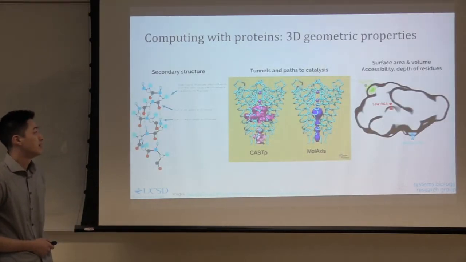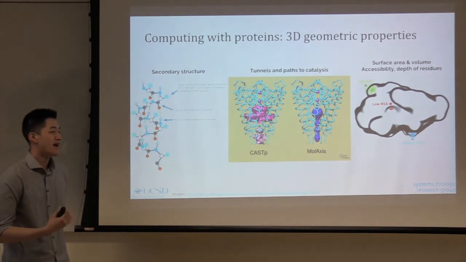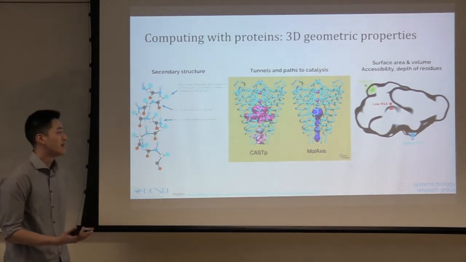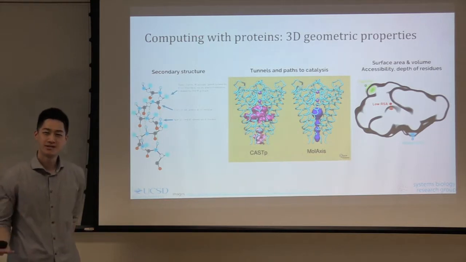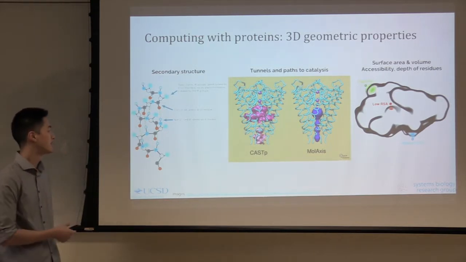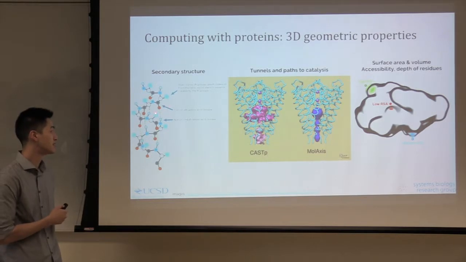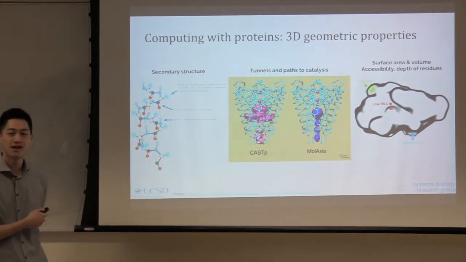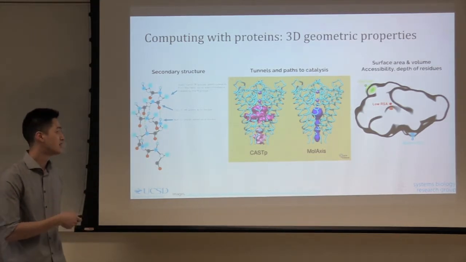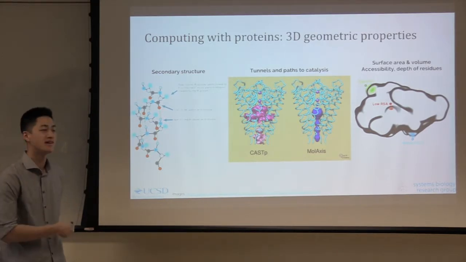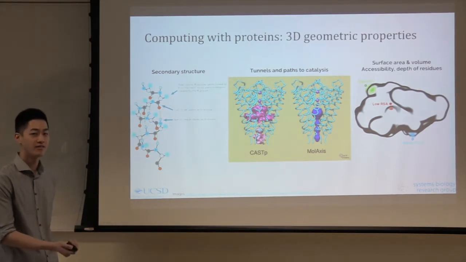So an easy way to think about these properties is how they're calculated. And a lot of them can be easy to understand because they're really just geometric calculations. So these are things like calculating secondary structure. All they do is measure distances of potential hydrogen bonds. And if they fit the constraints that they put on, say, an alpha helix, which should have a certain length for every hydrogen bond, then it's assigned a secondary structure of an alpha helix.